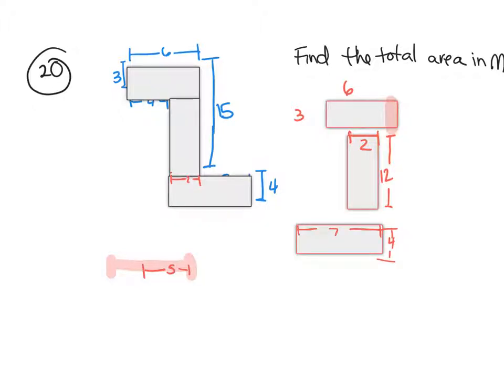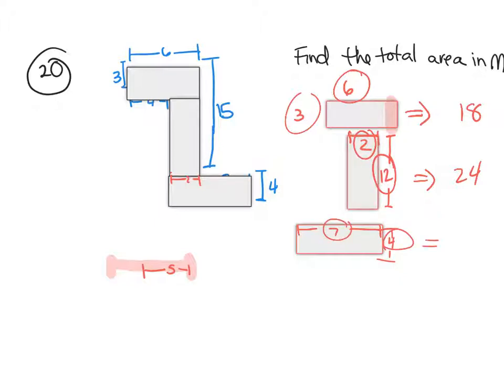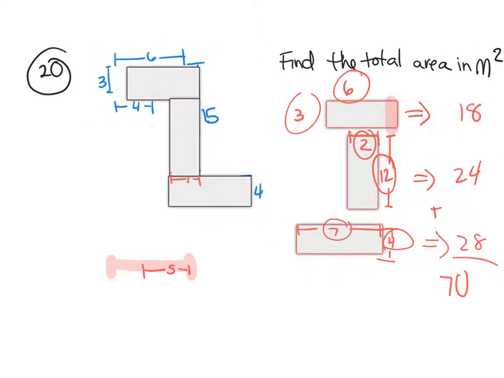Now I have the dimensions of all of my rectangles, and to get the area of everything together, I'm going to do the area of this one, which is 3 times 6, which is 18. The second one is 2 times 12, which is 24. And the third one is 7 times 4, which is 28. The area of all three together is 18 plus 24 plus 28, which gives you 70. And my units, as they reminded me, are square units. So the area of the whole figure is 70 square meters.